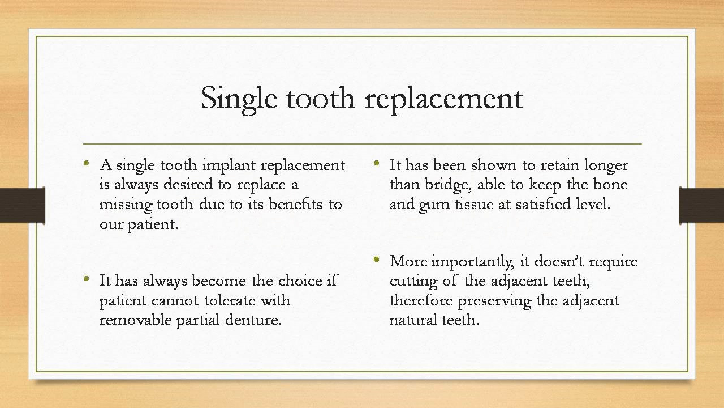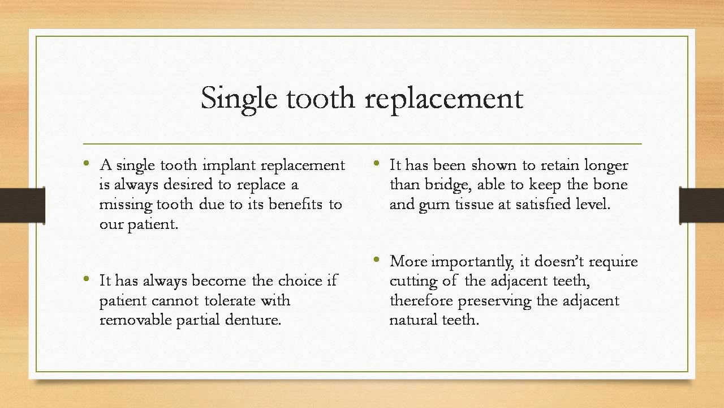When a single tooth is missing, an implant-supported crown will preserve the adjacent natural teeth by avoiding the need to prepare them. If the toothless gap is restored with a traditional dental bridge, both adjacent teeth will have to be prepared. This operation involves permanently removing parts of the teeth's original structure, including portions that might still be healthy and structurally sound. It has always become the choice if the patient cannot tolerate a removable partial denture.